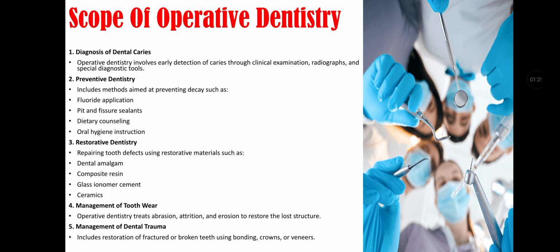Scope of operative dentistry. First is diagnosis of dental caries. Operative dentistry involves early detection of caries through clinical examination, radiographs, and special diagnostic tools. Then there is preventive dentistry that includes methods aimed at preventing decay such as fluoride application, pit and fissure sealants, dietary counseling, and oral hygiene instruction.